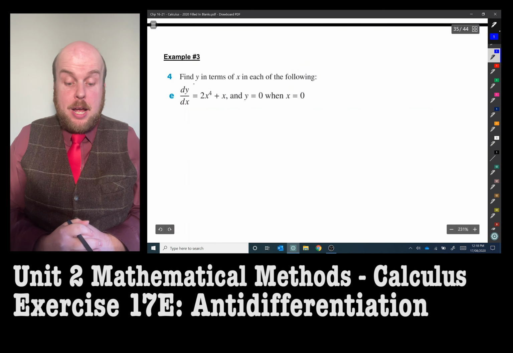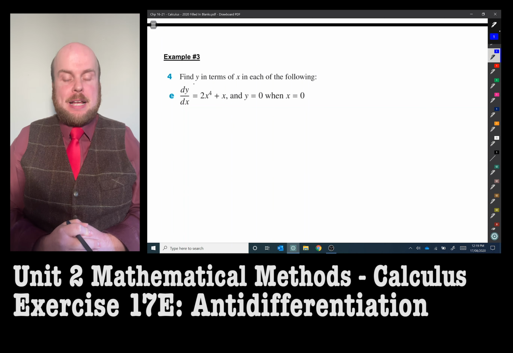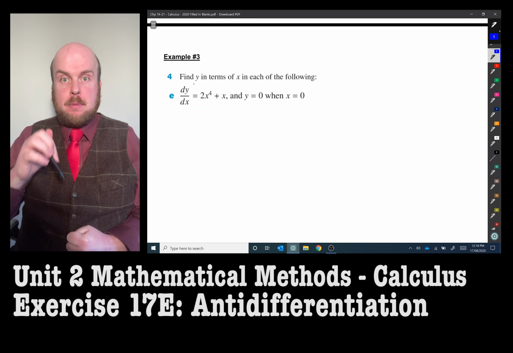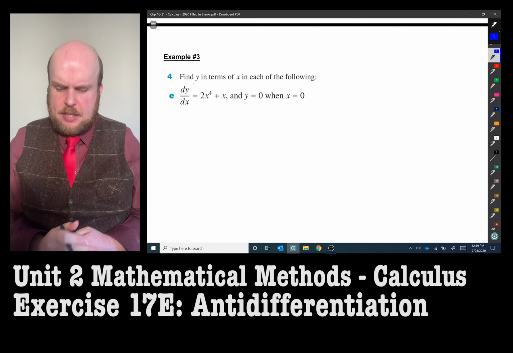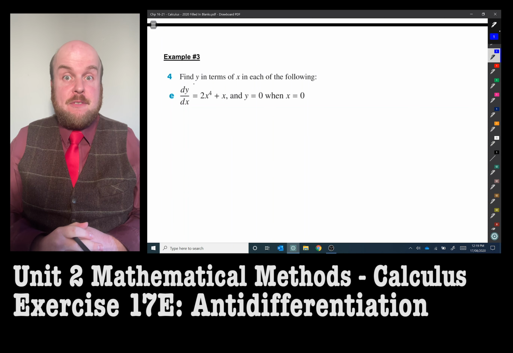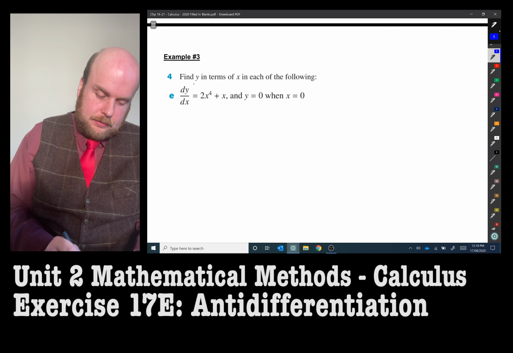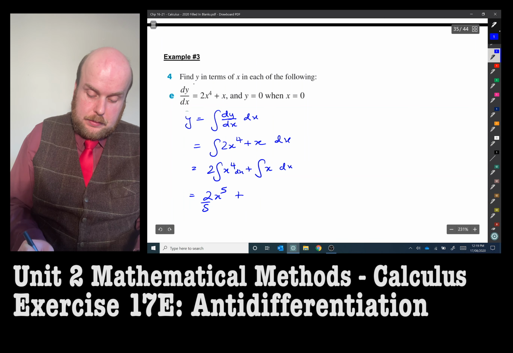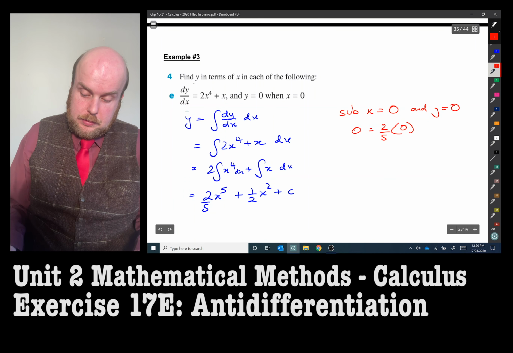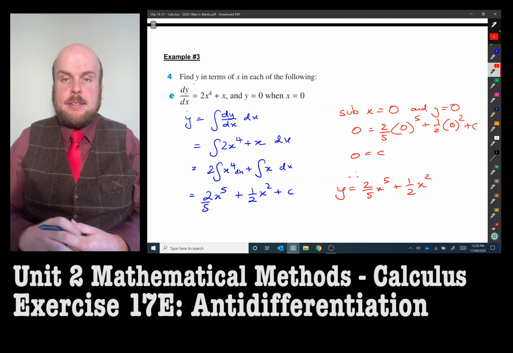Example 3. Find y in terms of x in each of the following. The derivative is equal to 2x to the power of 4 plus x, and y equals 0 when x equals 0, or it passes through the origin. Same exact process. I'm going to find the antiderivative and find c by substituting x and y, in this case, for 0. And I think that would therefore indicate that the plus c should also be 0. But let's go and find out. And there's our final answer.